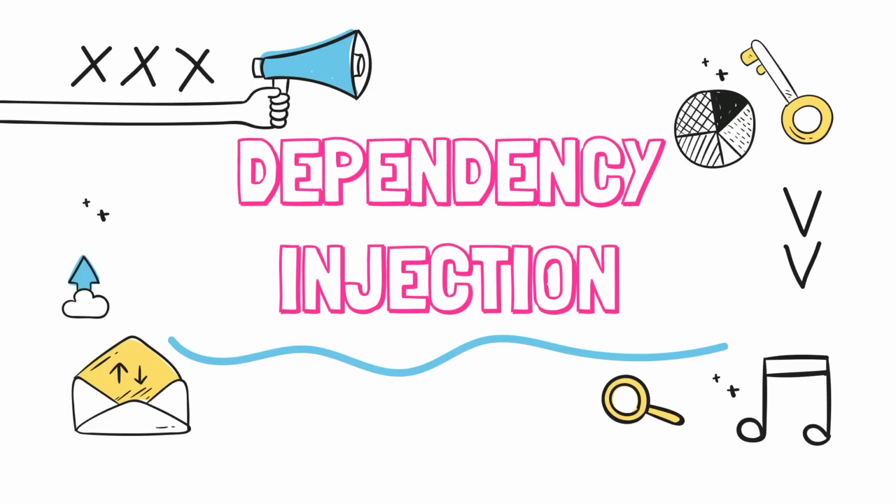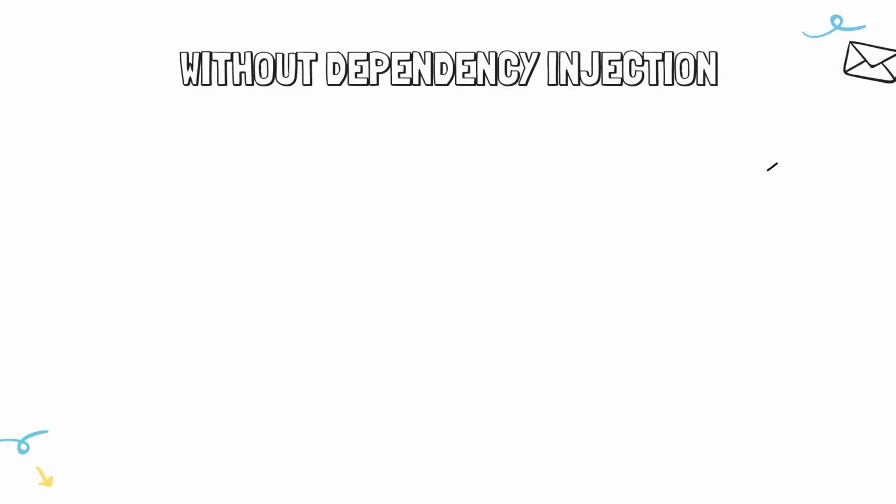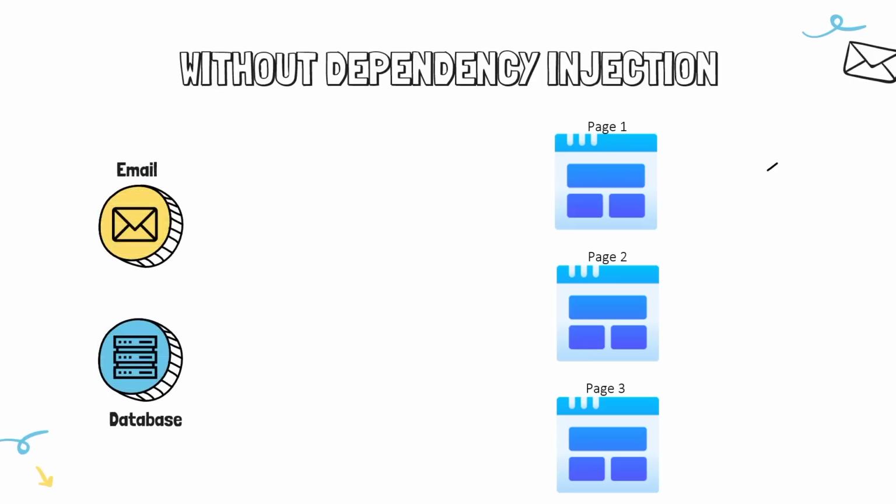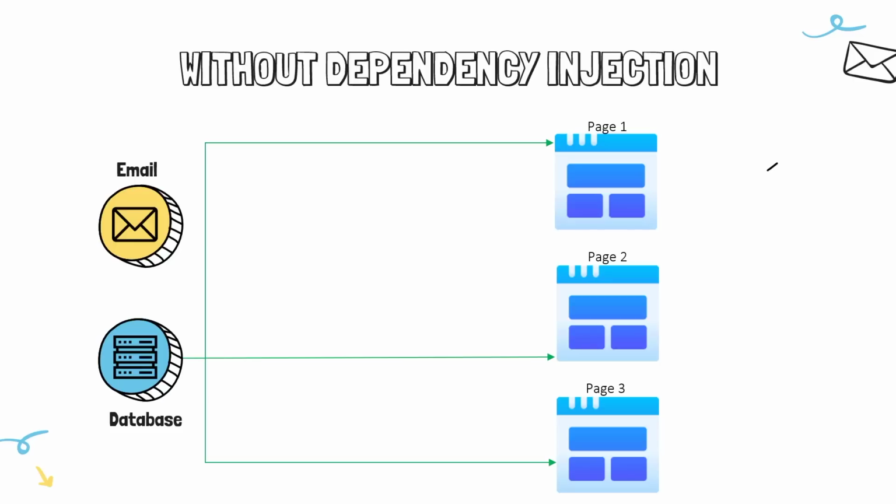Before I show you what advantages dependency injection brings, let's see a scenario where there is no dependency injection. In a typical application, let's say we have 3 pages right now, and we have some common functionality that we want to use across all the 3 pages. Like let's say we want to send emails and we want to access our database in all the 3 pages that we have. Now let's imagine that on these 3 pages we need to access the database first. So what we will do is we will create the object for database classes on all the 3 pages.